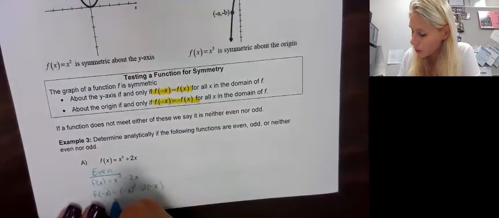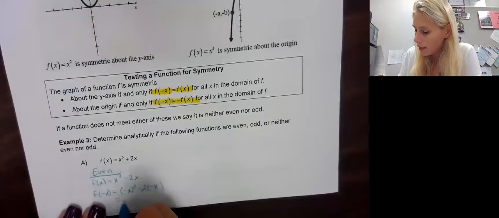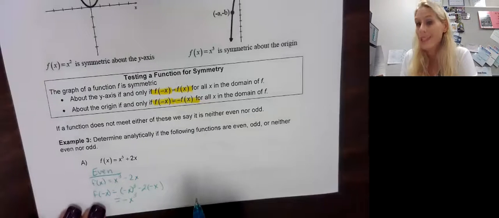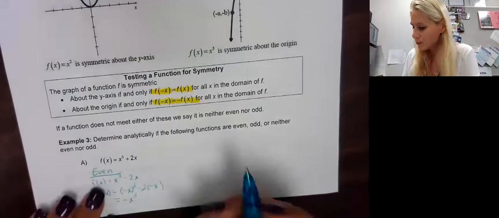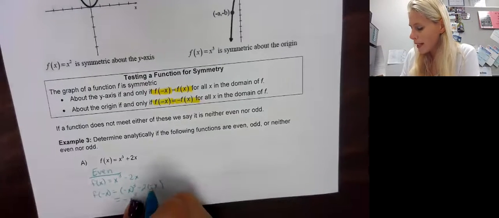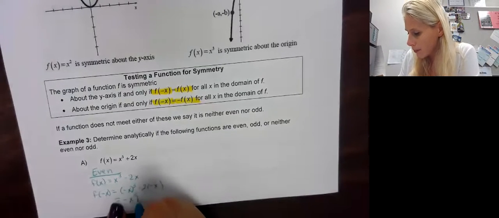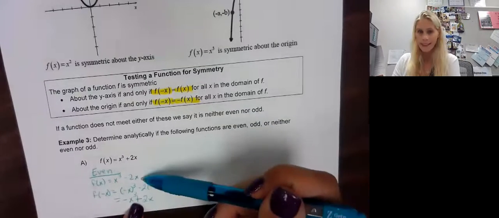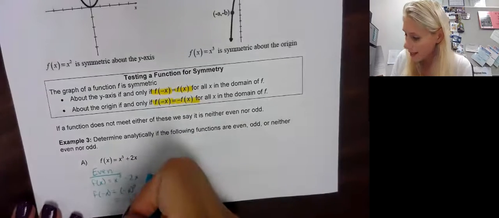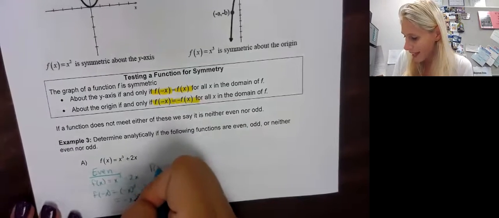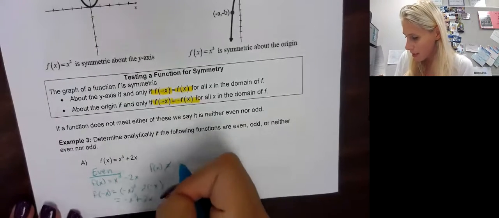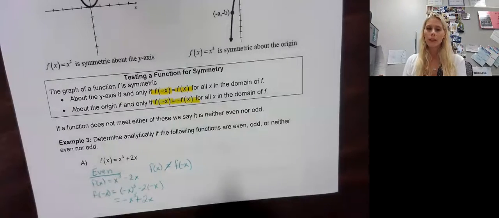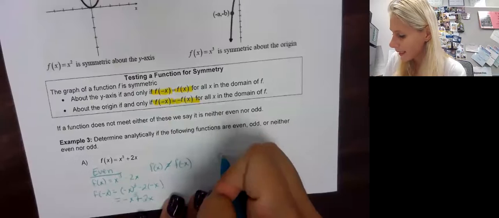If I were to simplify this, this would be negative x cubed, since negative times a negative times a negative is a negative. And negative 2 times negative x is a positive 2x. Are these two things the same value? They are not. So in this case, f of x does not equal f of negative x. So it is not even. Now we must test odd.